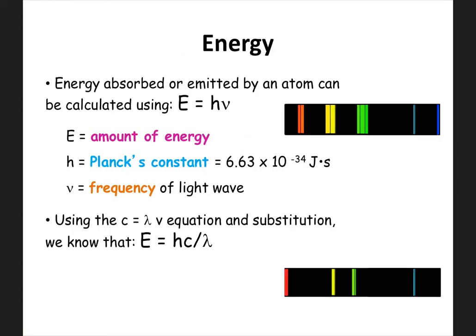Now we have a second equation that we can use for these problems. We already know that C equals wavelength times frequency, but now we can tie in energy here. So E equals HV. E is going to be the energy. It's going to be in joules. H is another constant. It's Planck's constant, 6.63 times 10 to the minus 34th joules times second. It's just like C. That's the value it is all the time.